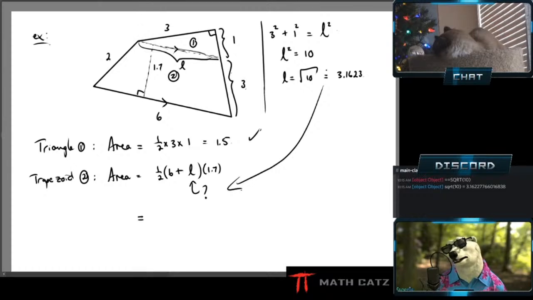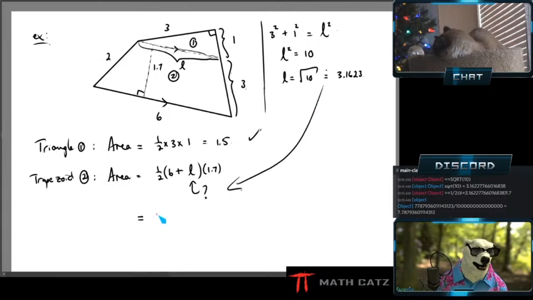Let's do it. So a half times 6 plus 3.1622766016838. Ooh, that was lovely. Times 1.7. Random line. And I have 7.7879, whatever the units squared. Area of my trapezoid.